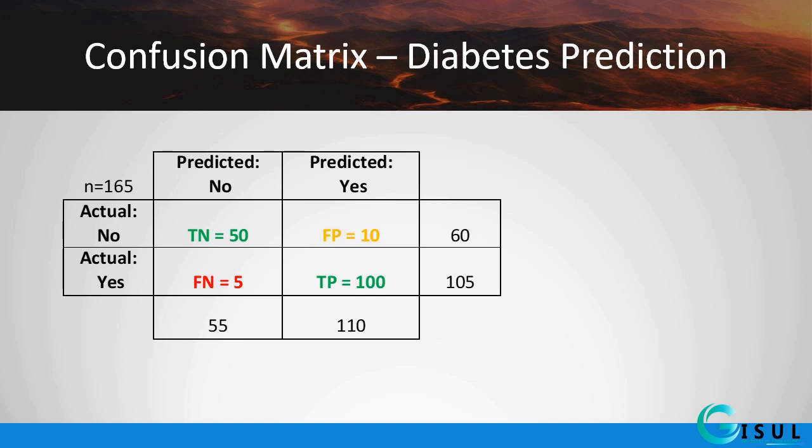The upper left is called true negatives and indicates that in 50 cases, the classifier correctly predicted that a patient does not have diabetes. The upper right is called false positives and indicates that in 10 cases, the classifier incorrectly predicted that a patient has diabetes when in fact they do not. The bottom left is called false negatives and indicates that in 5 cases, the classifier incorrectly predicted that a patient does not have diabetes when in fact they do have diabetes.